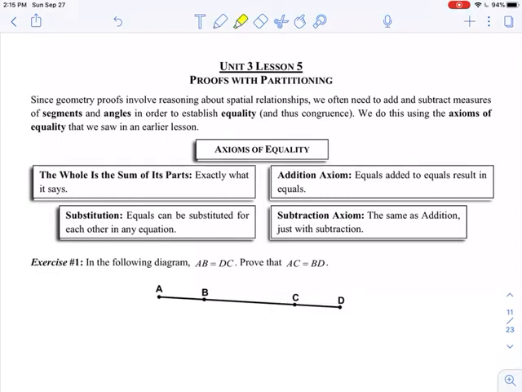So if you remember back in the beginning, some things that we talked about, the whole is equal to the sum of its parts. Although that's true, we generally don't use that in our proof. That's a step that's allowed to be sort of skipped.